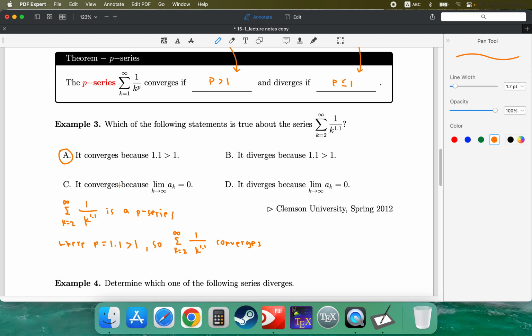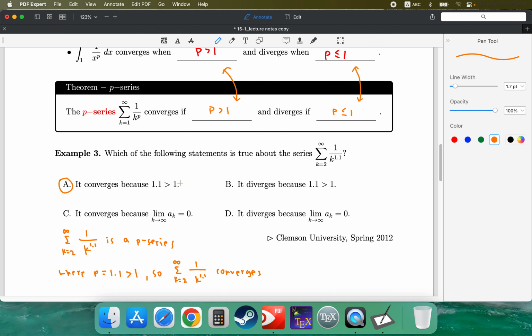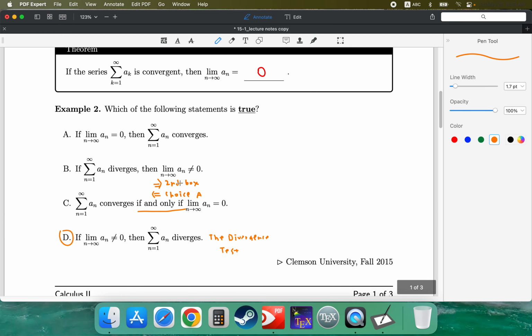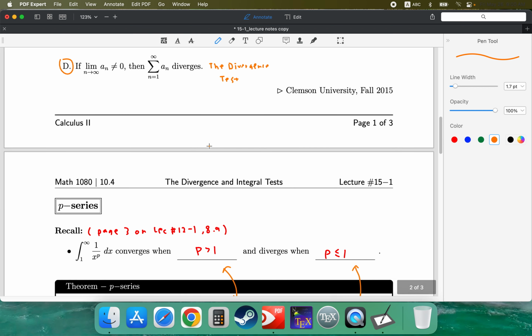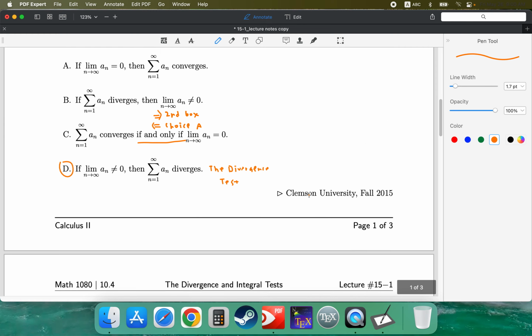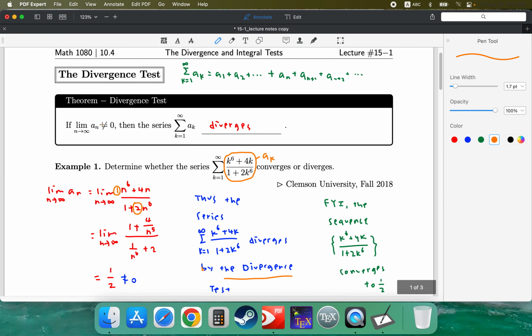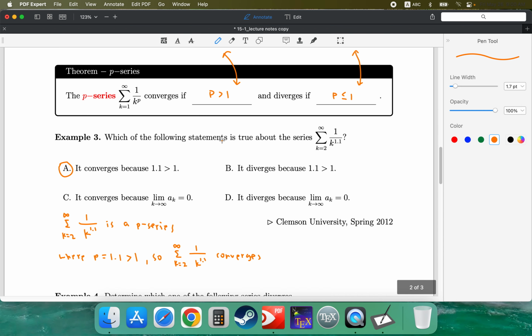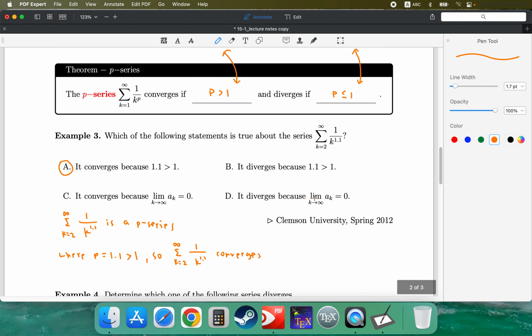Now you can see that C and D right here, it converges because the limit of the nth term is 0. Well, basically this is a distraction from choice A. If the limit is 0, then the series converges, and we say that this is not true, right? So this is a distraction. It tries to confuse you. Now, part D, it diverges because the limit equals 0. This is not true. We know that if the limit is not 0, then the series will diverge. So right here, this is not even correct.